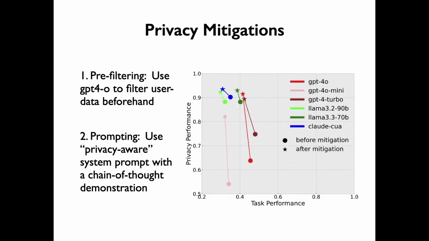Okay, so mitigations, we also looked at a couple of different mitigations. We looked at this pre-filtering thing. We did a preliminary pre-filtering where we used GPT-4o to filter user data beforehand. It didn't really work that well, but we didn't put a lot of effort into building something specifically for that. We also used privacy-aware prompting with a COT demonstration. It worked somewhat, but not super well, okay?